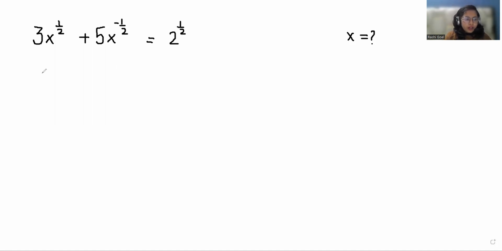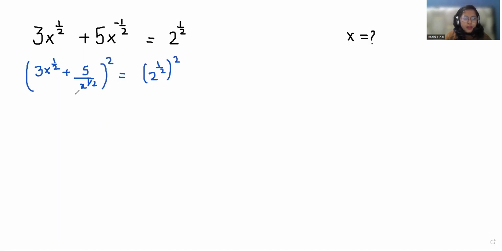So first we can write it as 3x power 1 by 2 plus 5 divided by x power 1 by 2, because in the numerator it is a negative power. When it comes to the denominator, the power becomes positive. So here, 2 power 1 by 2. Now I'm going to do squaring on both sides.